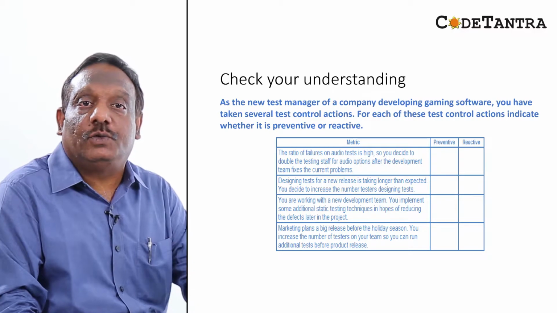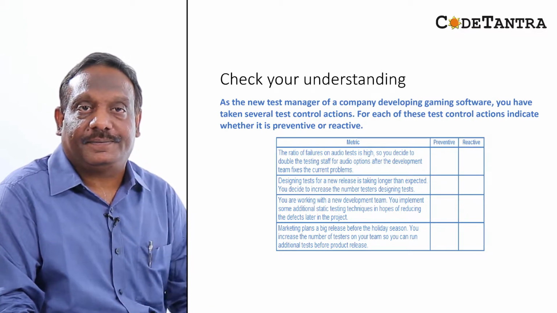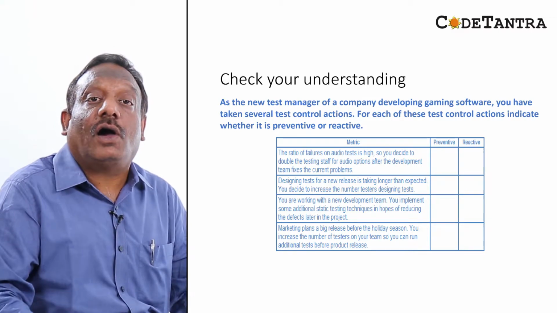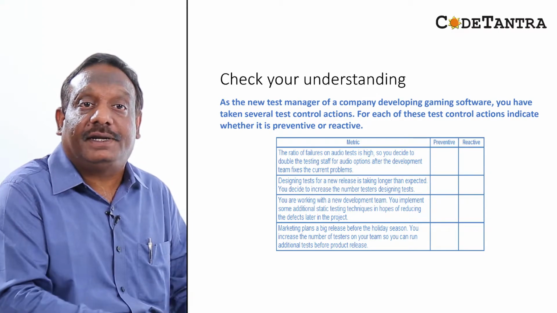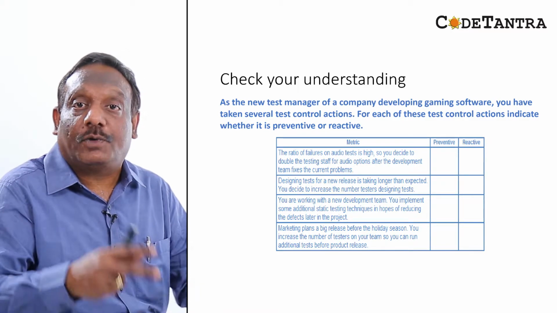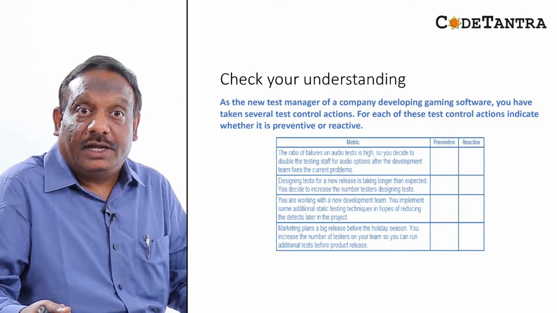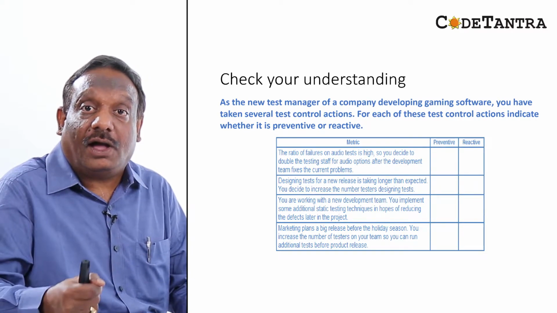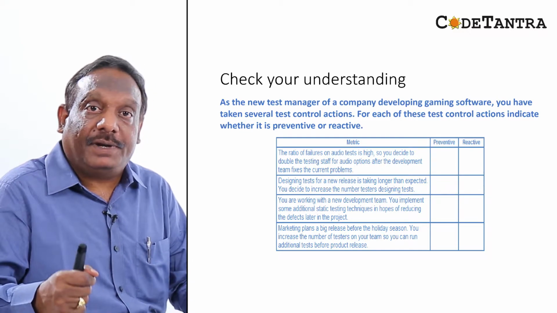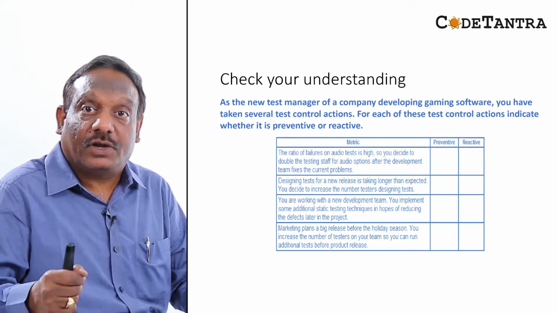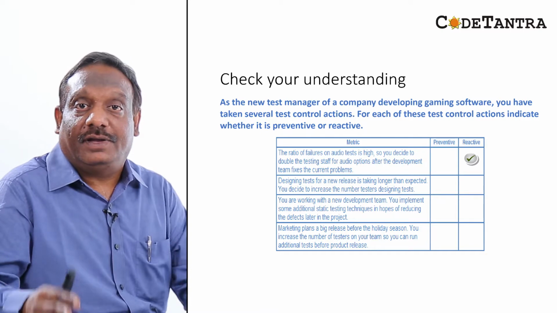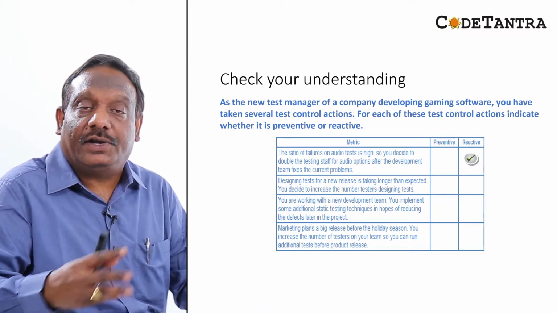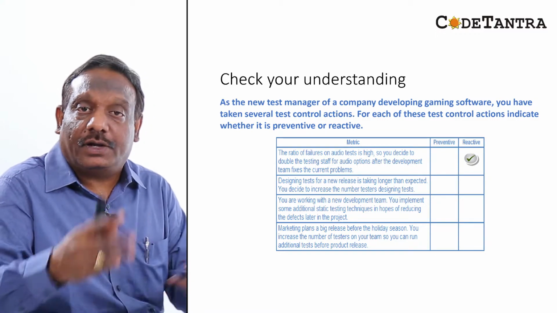The ratio of failures on audio tests is high. So you decide to double the testing staff on audio options after the development team fixes the current problems. So here, are you doing a proactive step to mitigate the problem upfront, or are you taking actions after the event happened? Yes, you are right. It is a reactive kind of controlling because the event has already occurred and we are finding the failure rate of audio tests is high, so you are adjusting that.